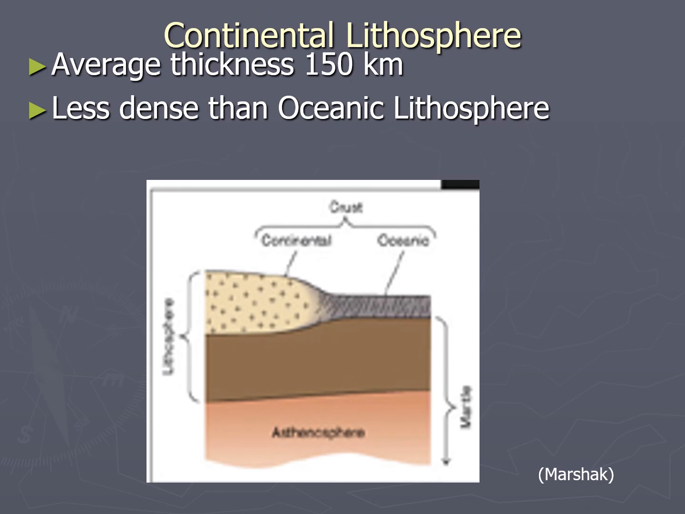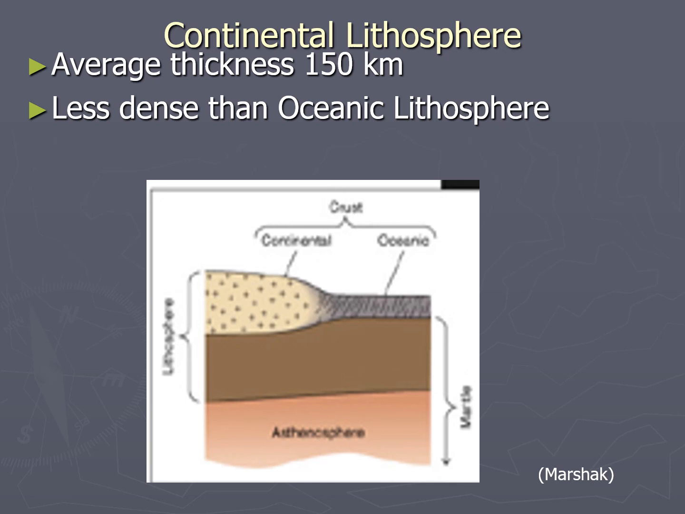Okay, I'm going to want you to know the thicknesses of continental plate versus oceanic plate. I'm also going to want you to know the thicknesses of continental crust versus oceanic crust. So here we're talking about continental lithosphere, as in the plates in a continental setting. What is your average thickness? That average thickness is 150 kilometers.